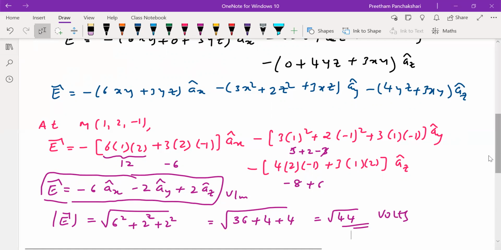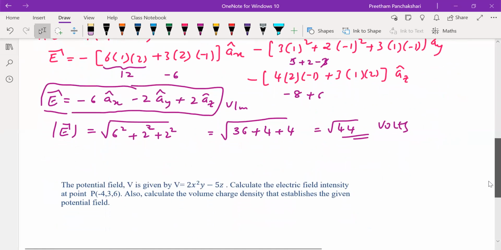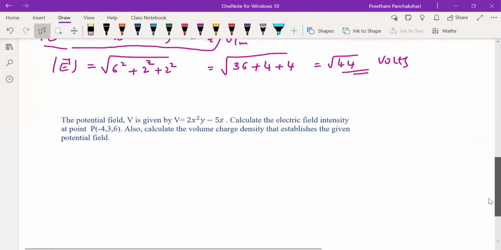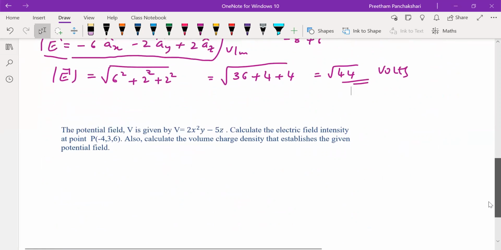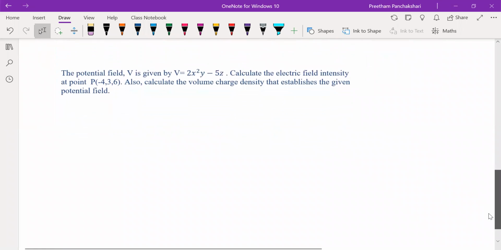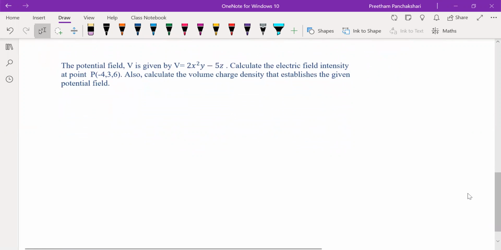Now we shall continue to the second numerical of similar type, which is here. Let me designate it as problem number 3.